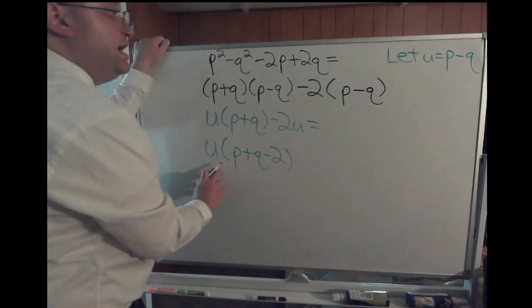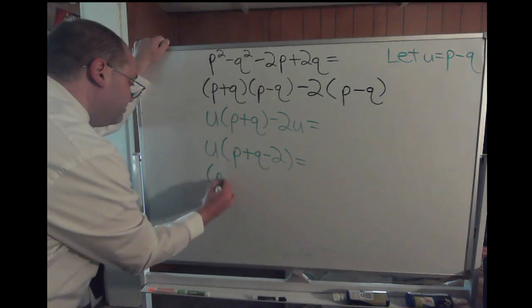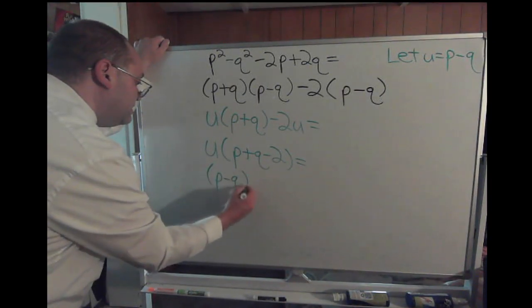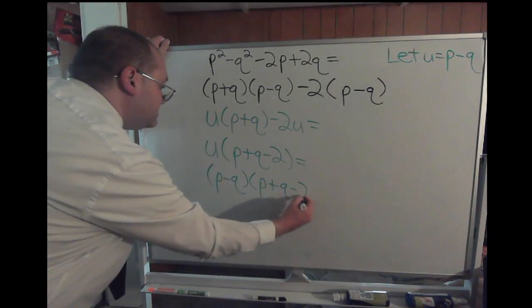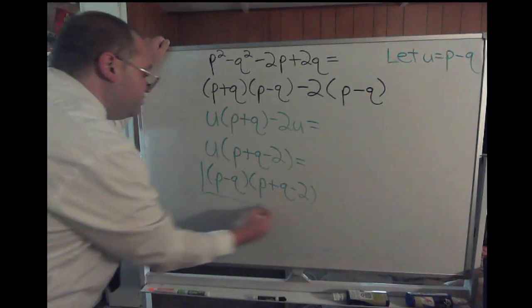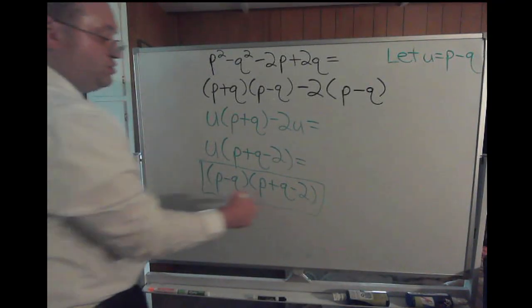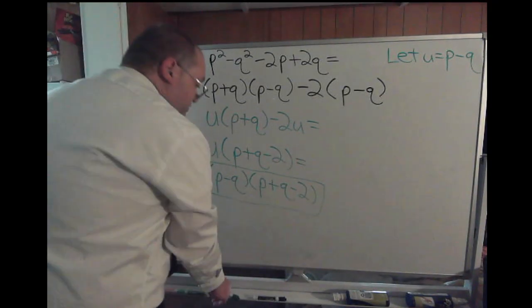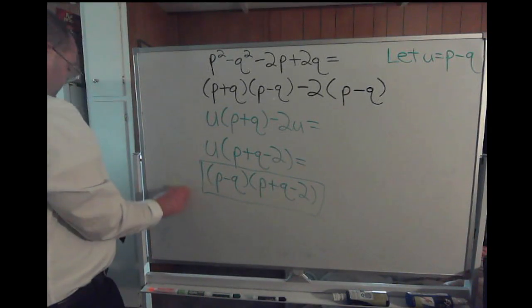Now you just put the value of u back in. You would get the quantity of p minus q times the quantity of p plus q minus 2. And that would be your factorization for this expression, p minus q times the quantity of p plus q minus 2. So really not too terrible.